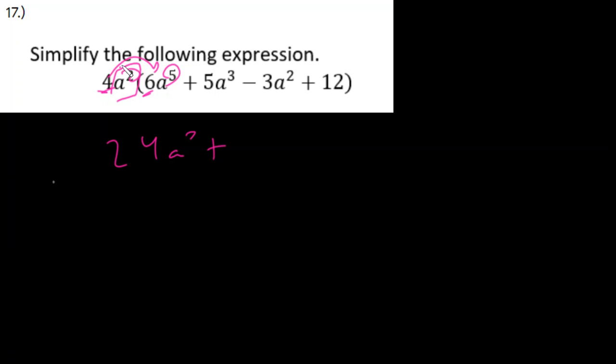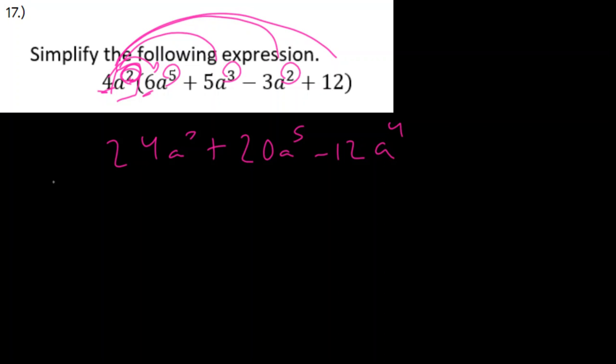Plus, here we do 4 times 5, 20, and a to the 2 plus 3 will be a to the 5. Here we do 4 times negative 3, aka negative 12, a to the 2 plus 2, a to the 4. And lastly, y'all, 4a squared times 12 will be plus 48. 4 times 12 is 48. 48a squared. Since there's no a terms here, we just tack our a squared on like this.